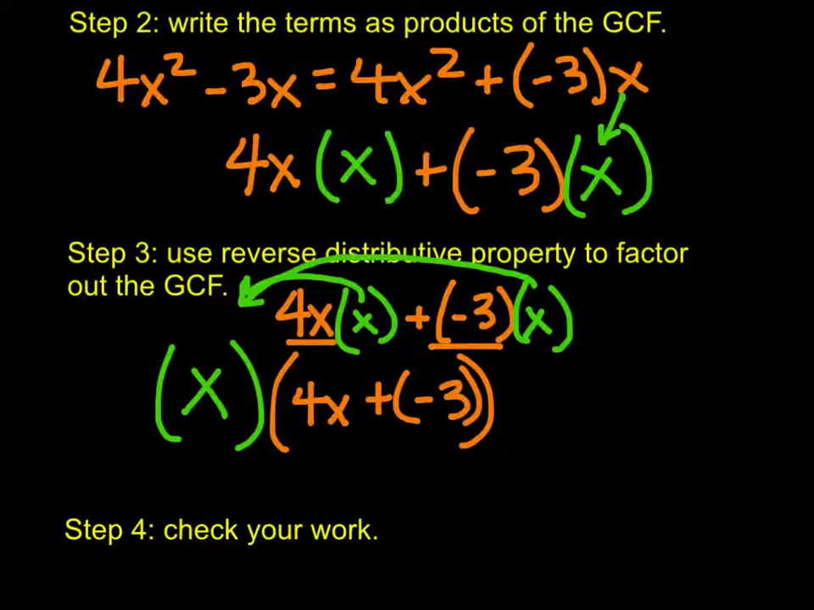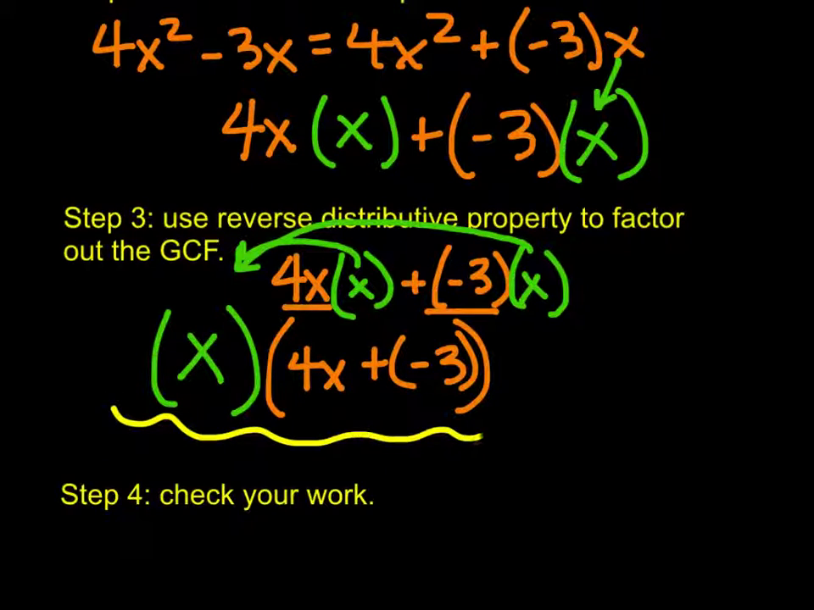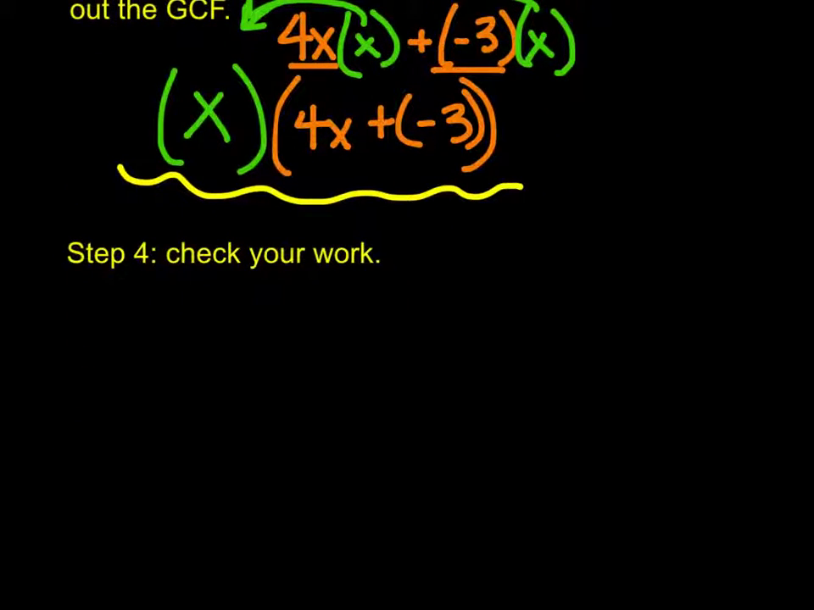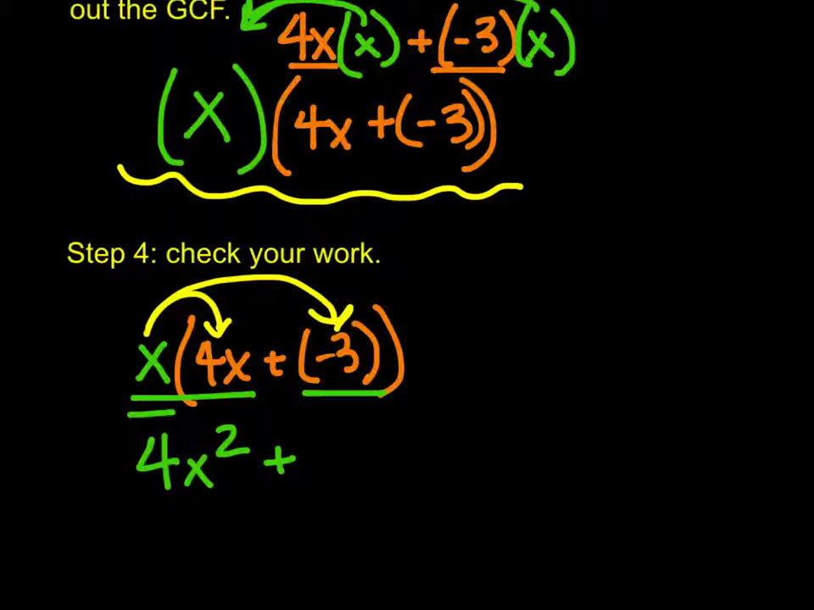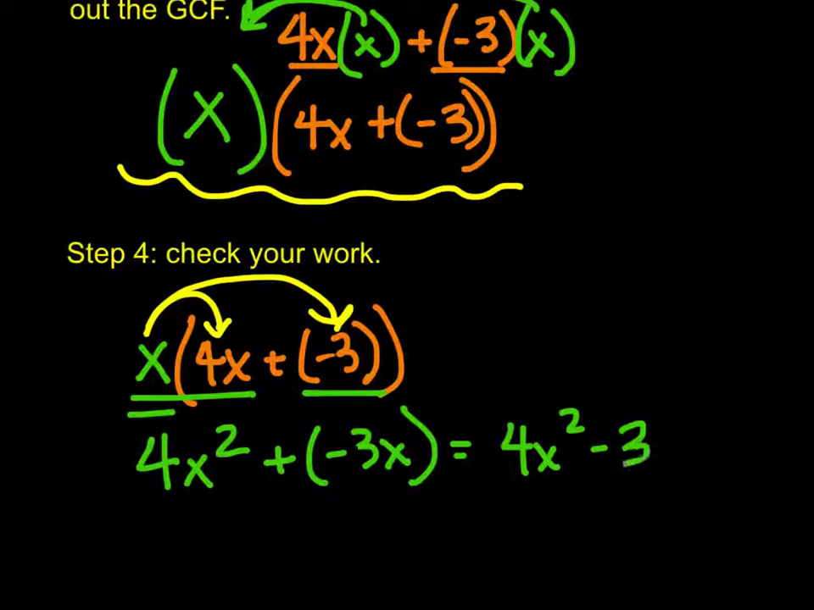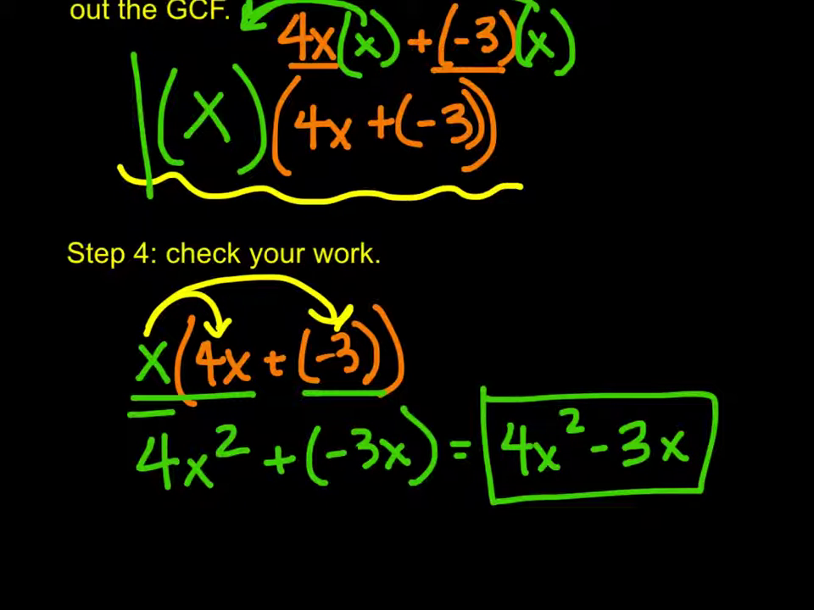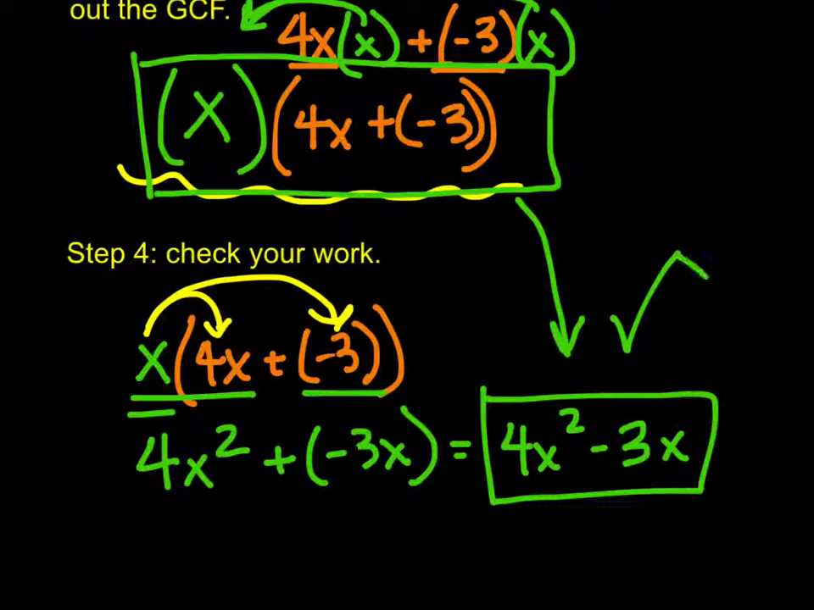Now let's check. I know you're probably thinking, okay, she just did witchcraft. What's the purpose of this? I don't get it. So let's actually check our work. Essentially, if we actually do the distributive property here on x times 4x plus a negative 3, we should result in having our original expression. So if I have x times 4x, I end up getting 4x squared. And if I have x times a negative 3, we get plus a negative 3x, which we can also rewrite as 4x squared minus 3x, and that is our original expression. So here is our final answer, x times 4x plus a negative 3, and this is us checking our work. So we've just checked our work.